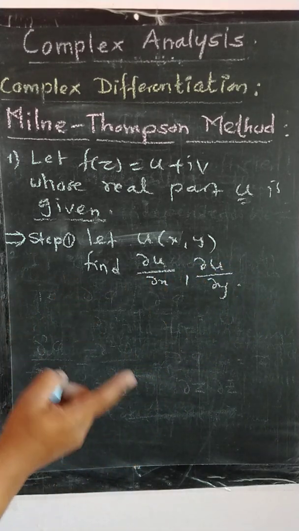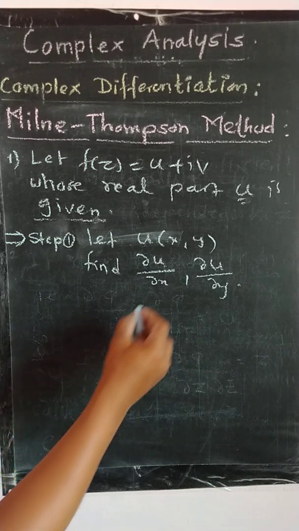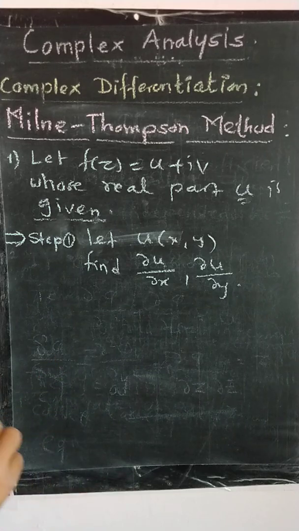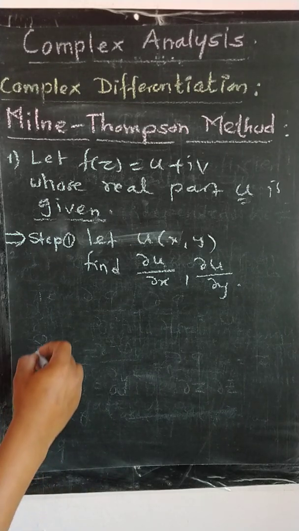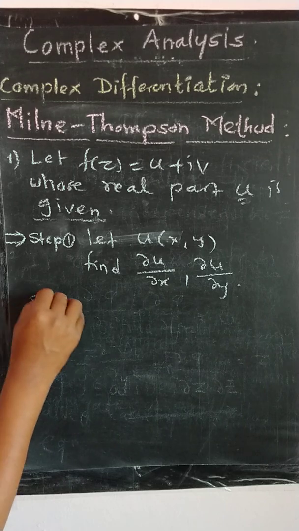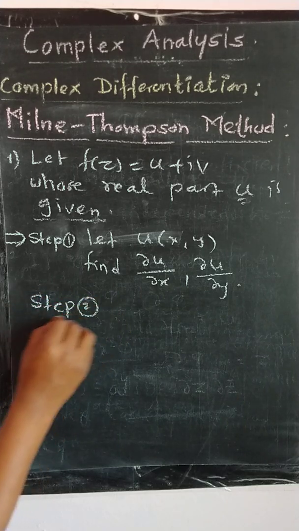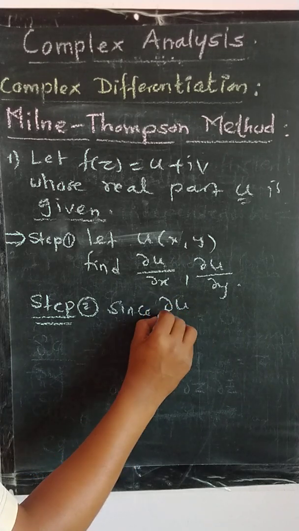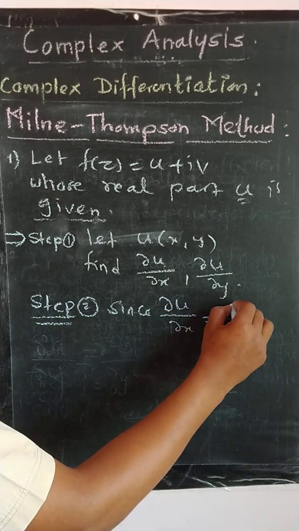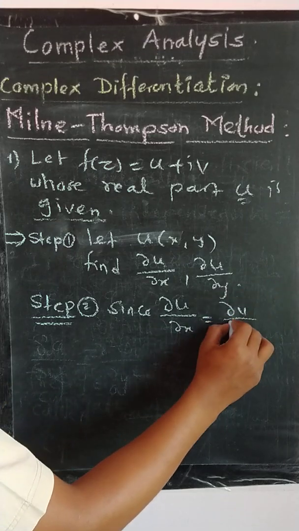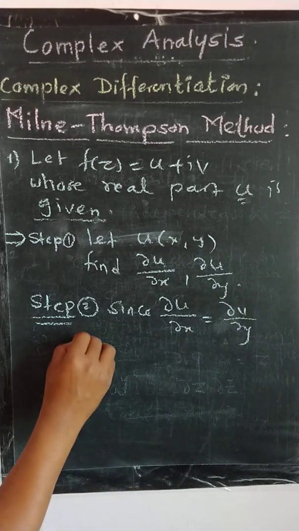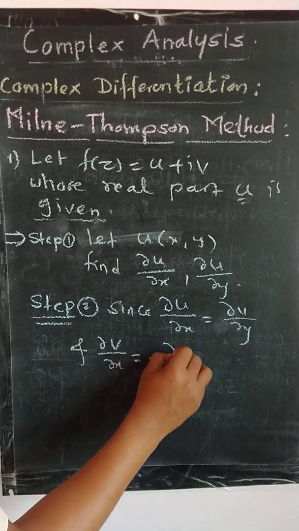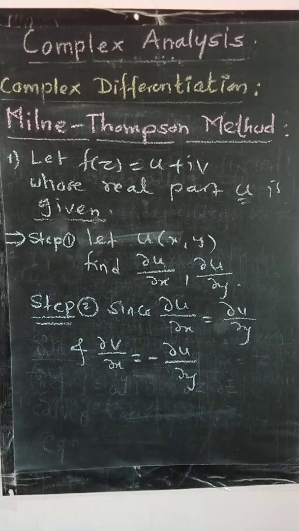Now since we are finding the analytic function, so analytic function means it will satisfy Cauchy-Riemann equations. What are the Cauchy-Riemann equations? That is step 2. Step 2 says, what is Cauchy-Riemann equation? Partial derivative of u with respect to x is my partial derivative of v with respect to y, that is ux is equal to vy, and partial derivative of v with respect to x is minus partial derivative of u with respect to y.